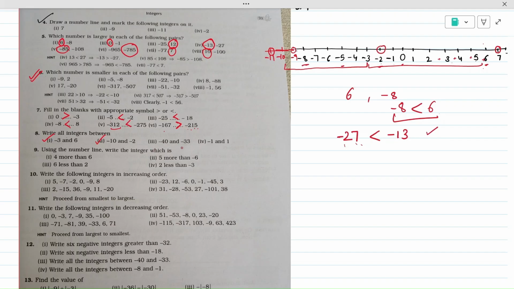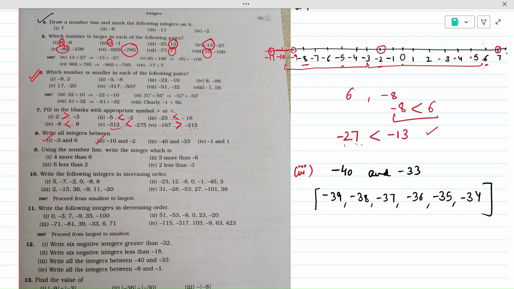Then between minus 40 and minus 33, I'm doing this third part for you. Let me change this to black first. So we have to write down the numbers between minus 40 and minus 33. So after minus 40 we will have minus 39, minus 38, minus 37, minus 36, minus 35 and minus 34. So these are the numbers which are between minus 40 and minus 33.